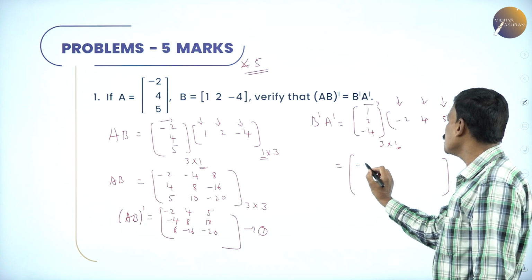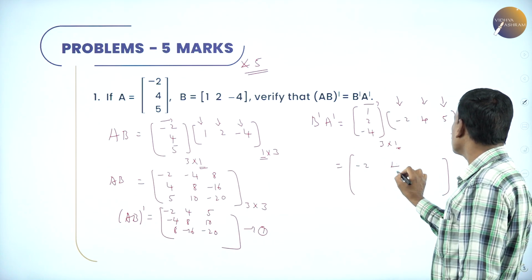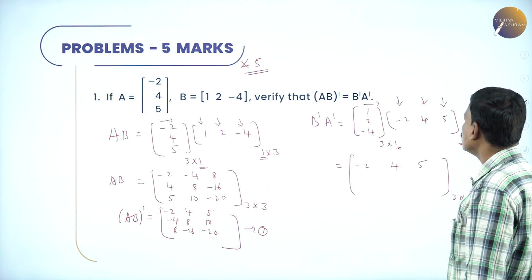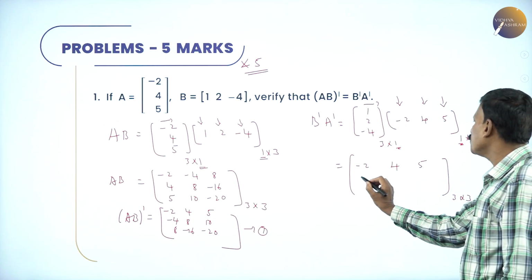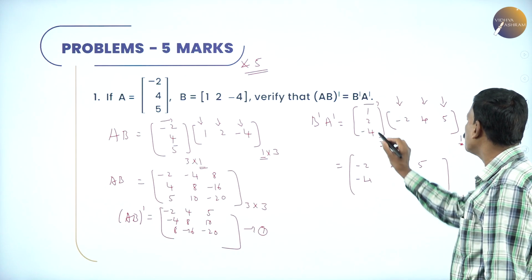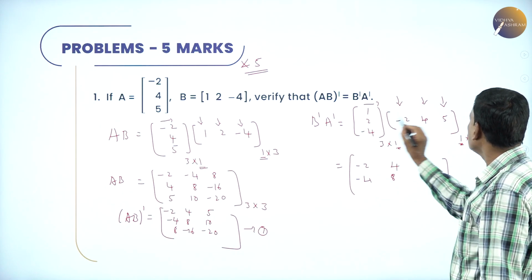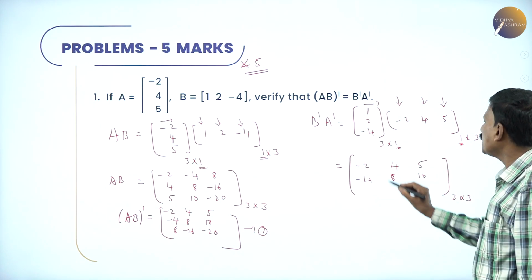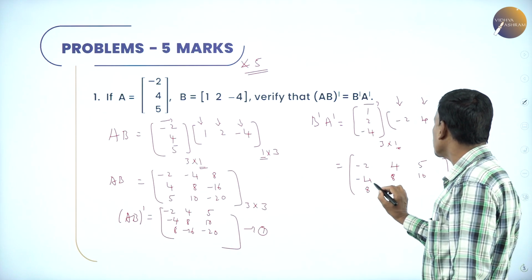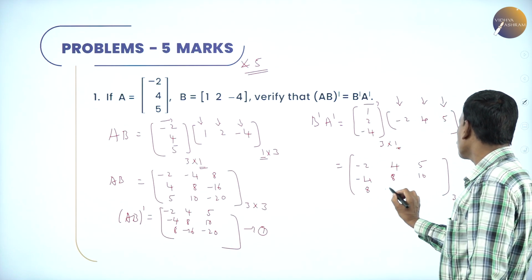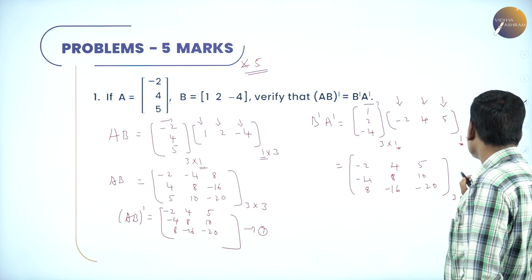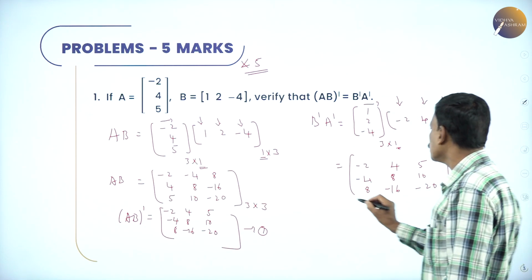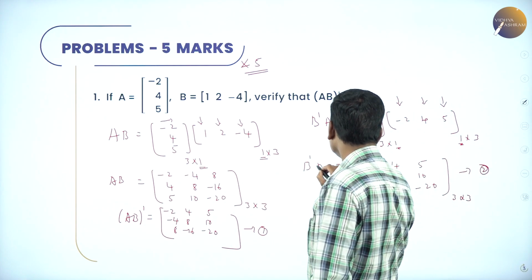1 into minus 2 is minus 2. 1 into 4 is equal to 4. 1 into 5 is 5. Next, second row, first column, second column, third column. 2 into minus 2 is minus 4. 2 into 4 is 8. 2 into 5 is 10. Again, minus into minus plus. 4 2s are 8. Again, minus 4 4s are 16. Again, minus 4 5s are 20. So this is equation number 2, B' into A'.